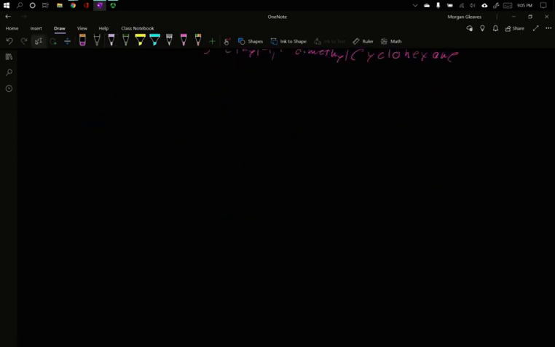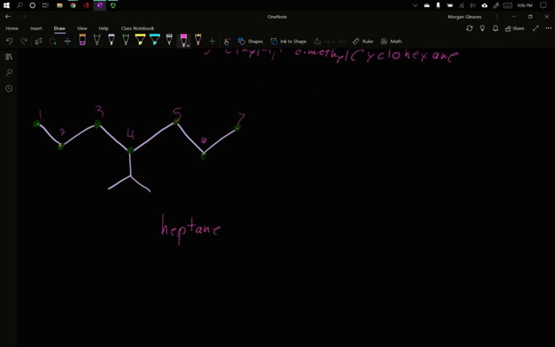Well, other things that can happen, sometimes you have subgroups that aren't just straight chains. You can have this. And so I've got my longest chain. Let's extend this a little farther just to make sure it's very clear. So in this case, my longest chain is 1, 2, 3, 4, 5, 6, 7. This is a heptane.